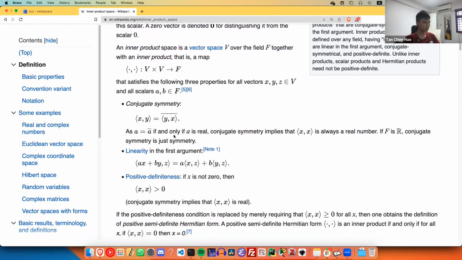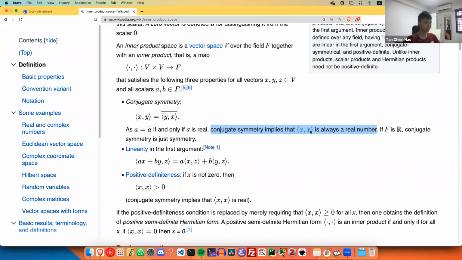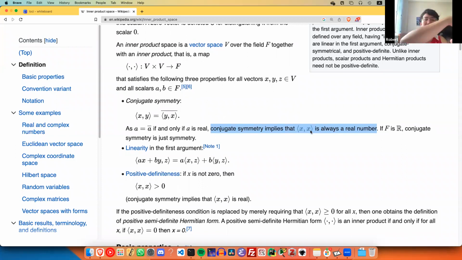I guess conjugate symmetry still preserves it on the real numbers, because if you apply conjugation, real numbers stay the same. So conjugate symmetry implies that when you have a vector and its conjugate, the inner product with itself is always a real number.